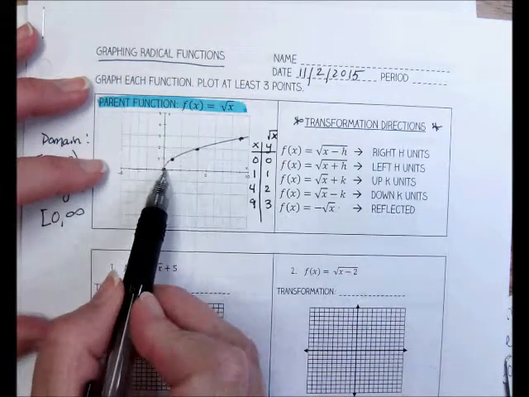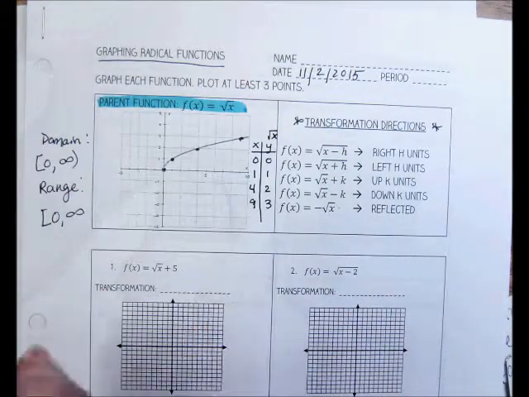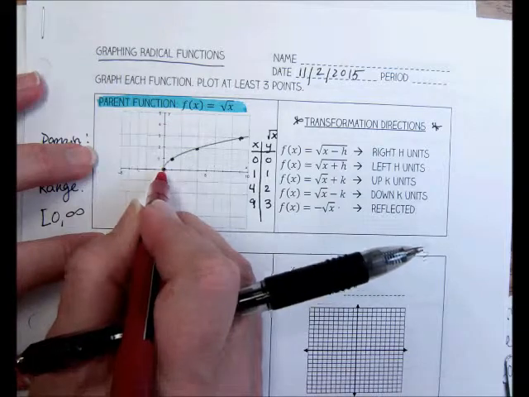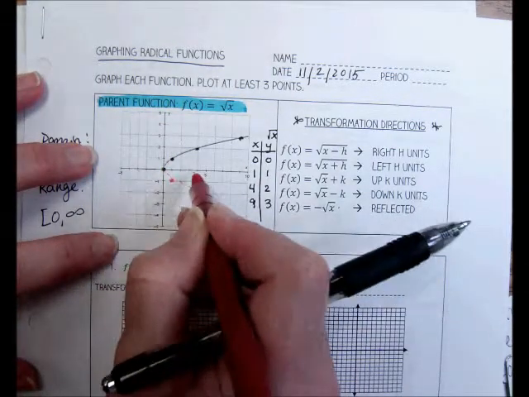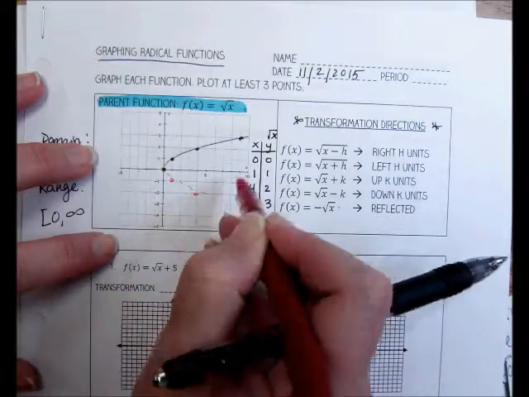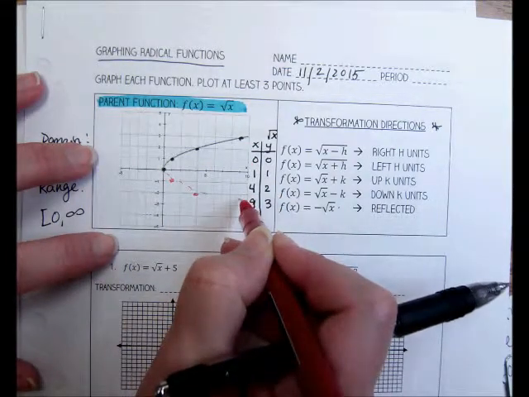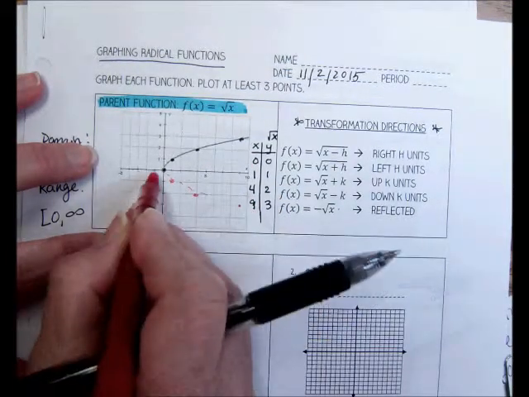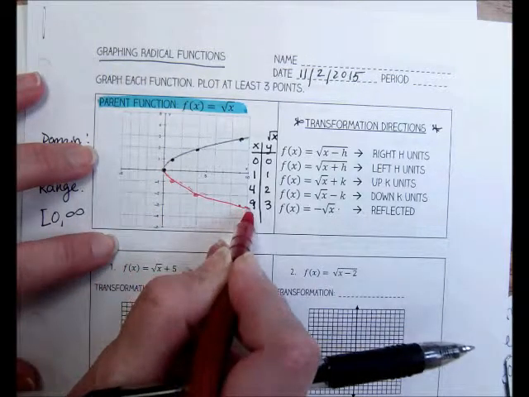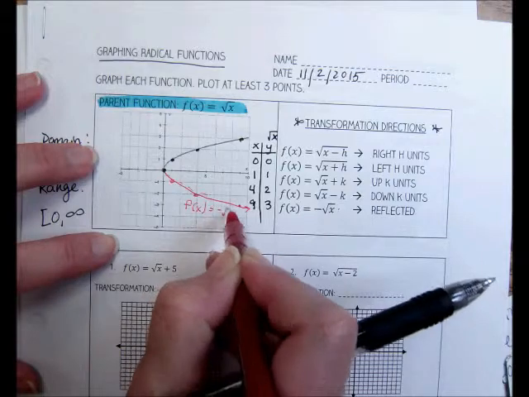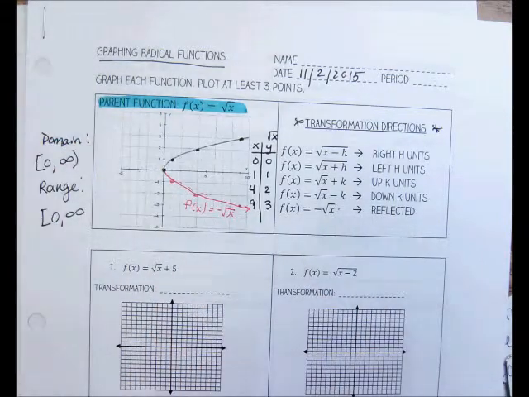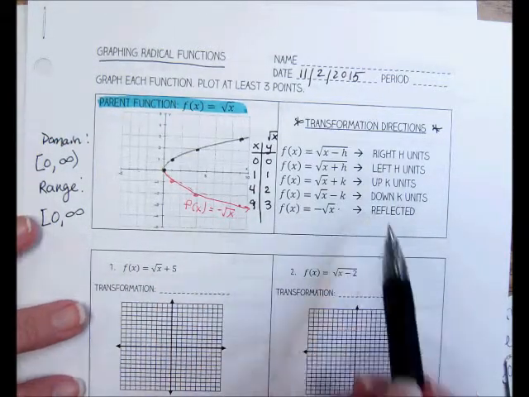So in that case, we're going to graph that, and then we're going to take that and graph there, and then we're going to take this and graph here. So your function is going to look like this, for f of x is equal to the negative square root of x. That's what it would look like if I reflected it.